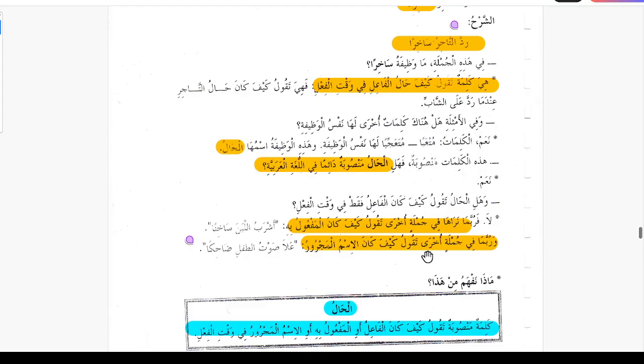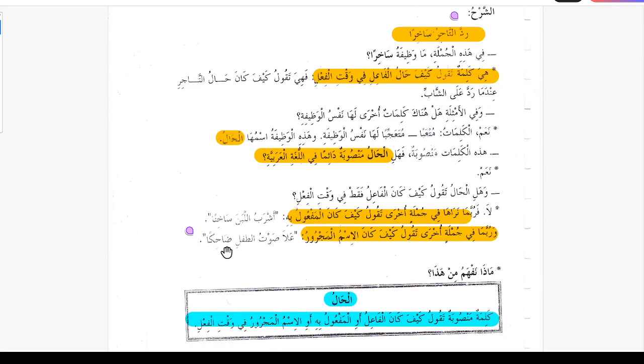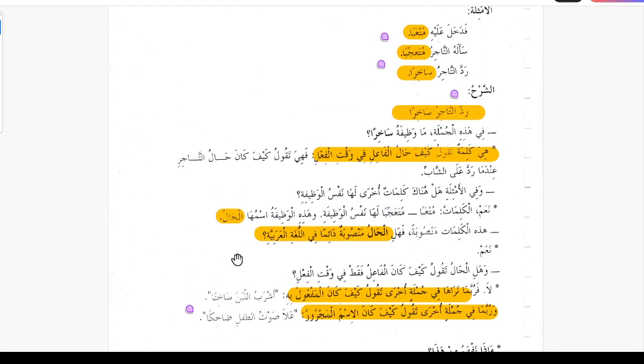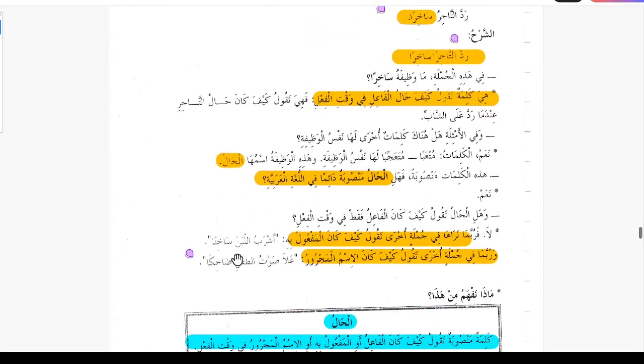وَرُبَّمَا فِي جُمْلَةٍ أُخْرَى, and there may be another sentence. تقول كيف كان الاسم مجرور, and it can tell you the state of the ism majroor. For example, sautu tifli zahikan, the voice of the child raised, zahikan, in laughter. So sautu tifli, here tifli is ism majroor, and this tells you the state of the ism majroor. So in other words, hal does not always tell you the state of the fa'il. It can be maf'ul bihi or ism majroor.